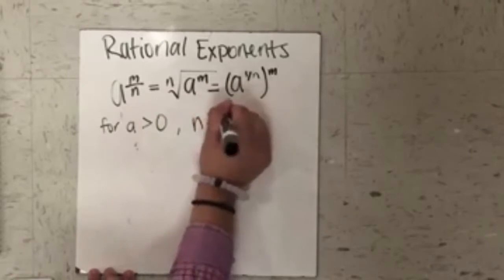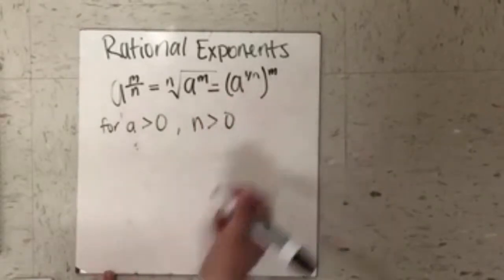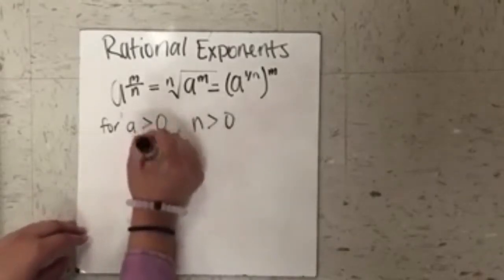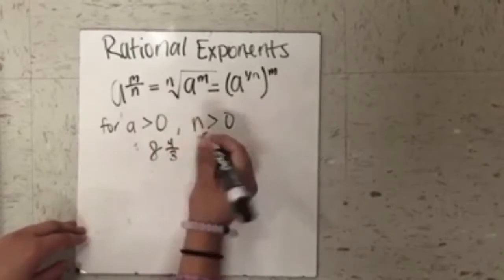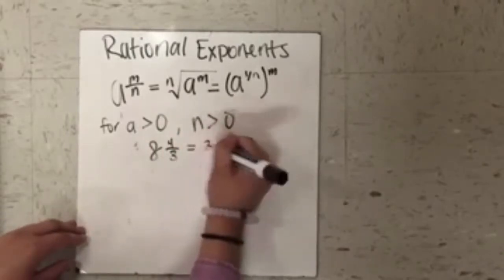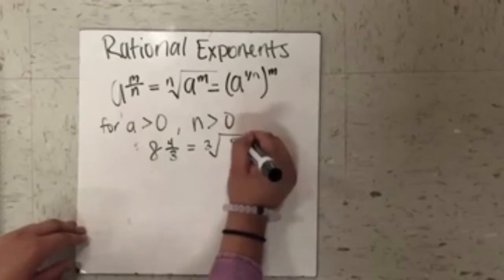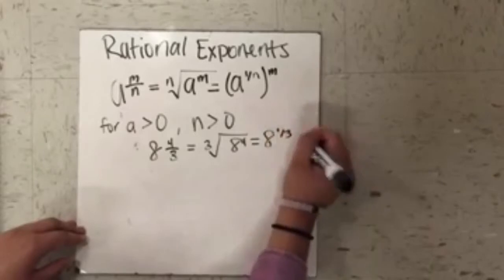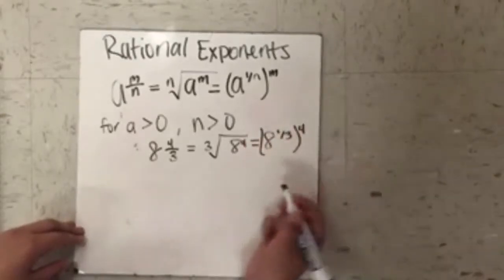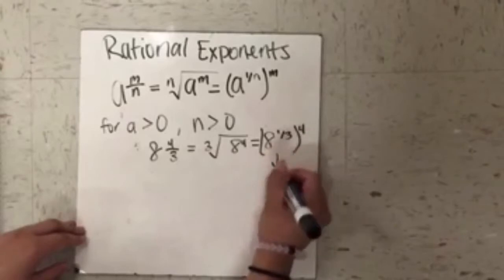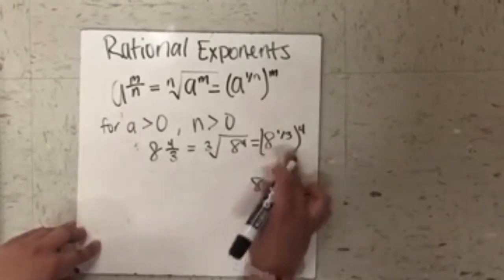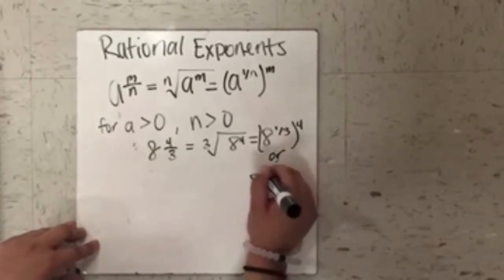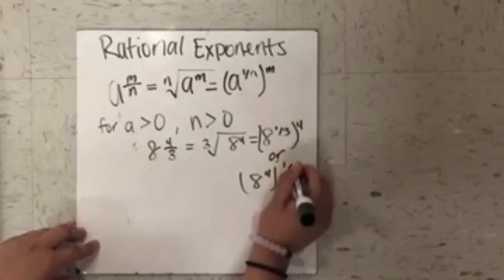For example, we will have 8 to the 4 over 3, which will then equal 3 on the outside of the root and 8 to the 4th power, which will then be 8 and 1/3 to the 4th power, which could also equal 8 to the 4th power multiplied by exponent of 1/3.